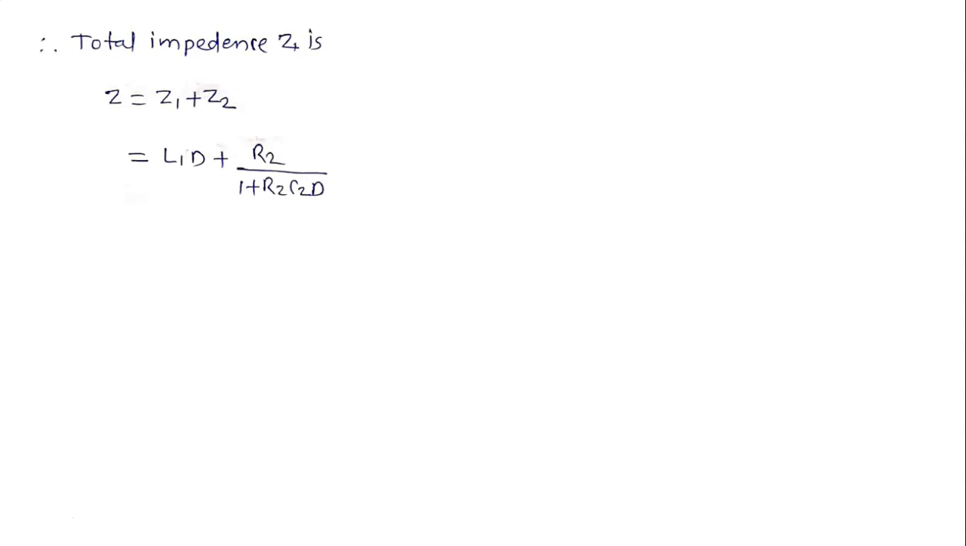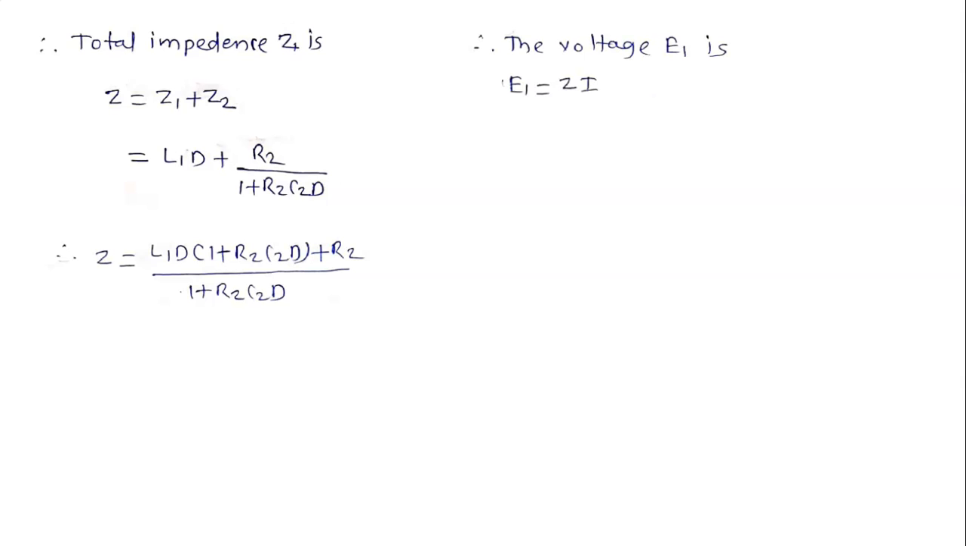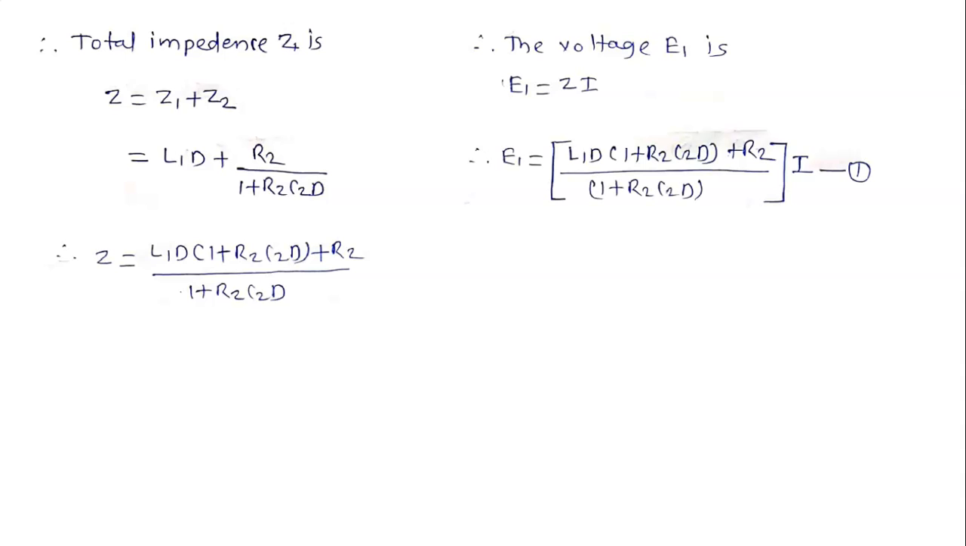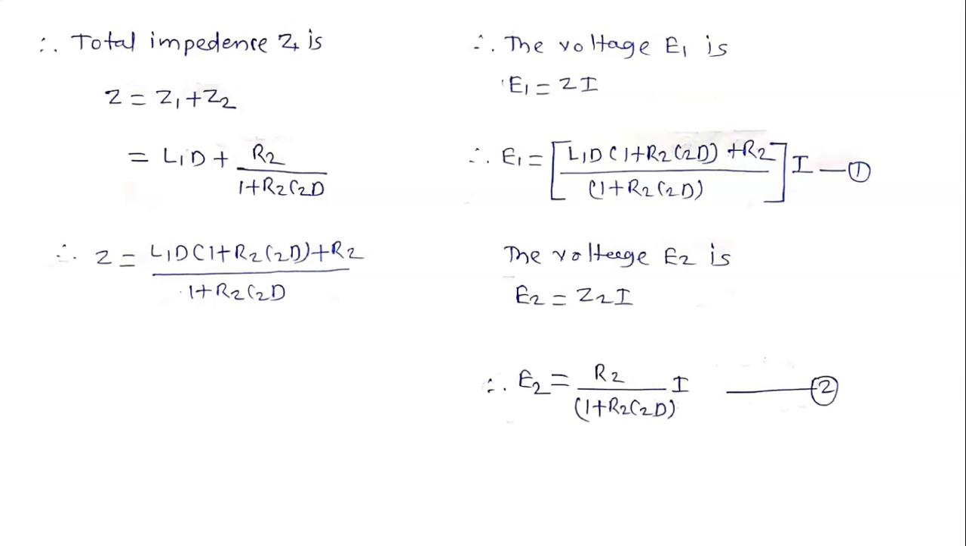Therefore, substituting the values of Z1 and Z2, Z is equal to L1D plus R2 divided by 1 plus R2 C2D. Therefore, by simplification, Z is equal to L1D into bracket 1 plus R2 C2D plus R2 divided by 1 plus R2 C2D. The voltage E1 is given by E1 is equal to ZI. Therefore, substituting the value, E1 is equal to L1D into bracket 1 plus R2 C2D plus R2 divided by 1 plus R2 C2D into I, equation 1. The voltage E2 is given by E2 is equal to Z2I. Therefore, substituting the value of Z2, E2 is equal to R2 into I divided by 1 plus R2 C2D, equation 2.